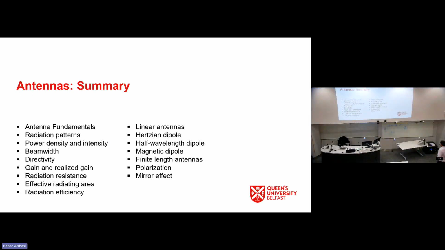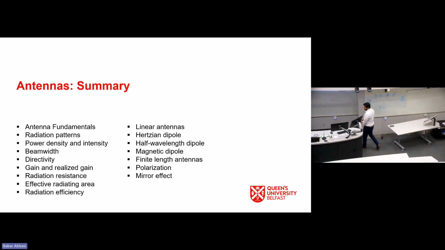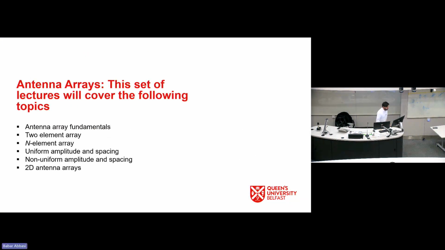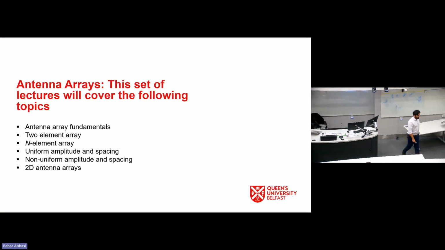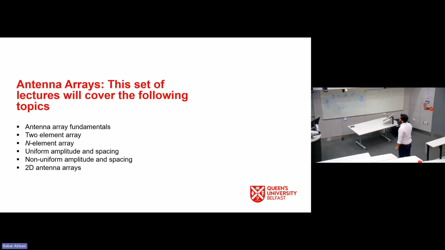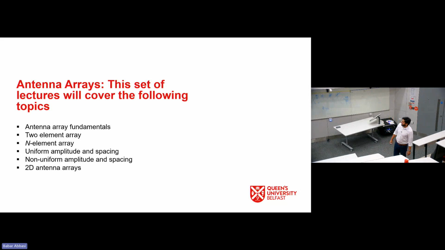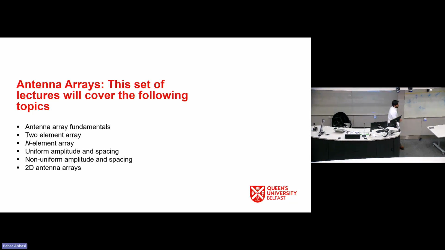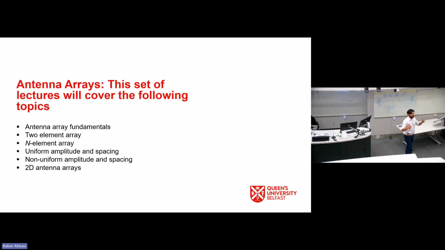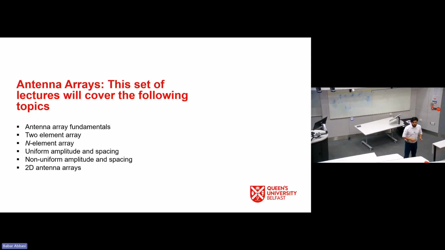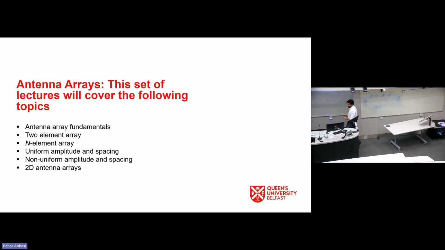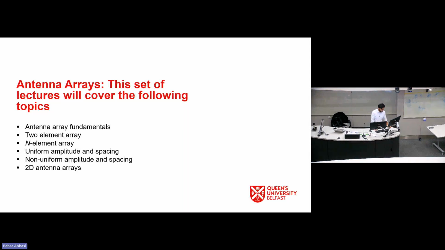Okay. Our next and final topic for semester 1 is antenna arrays. What will we cover? We will cover antenna array fundamentals, two element array, n element array, uniform amplitude and spacing, non-uniform amplitude and spacing, and 2D antenna arrays. Afterwards, we are going to see how whatever we have studied relates very nicely with general communication systems, and specifically wireless communication systems.